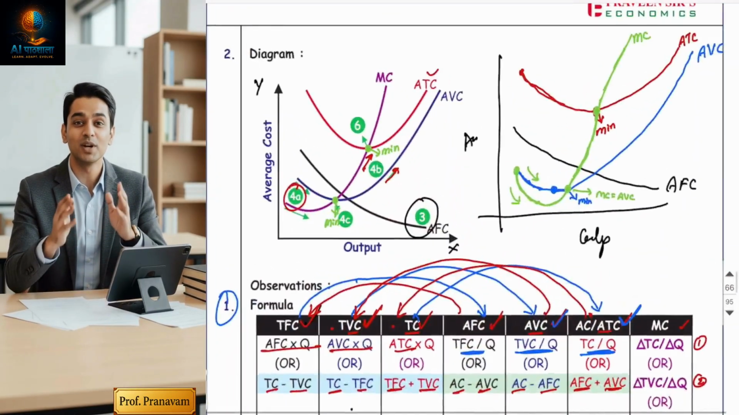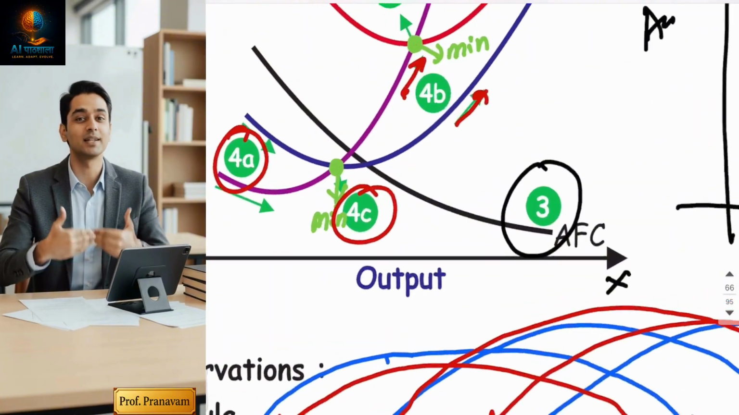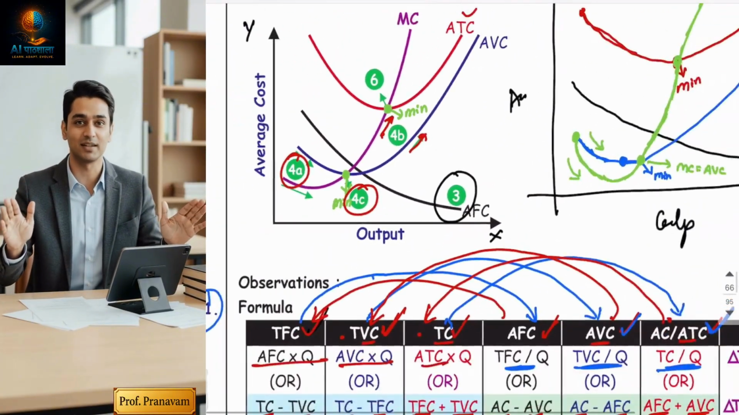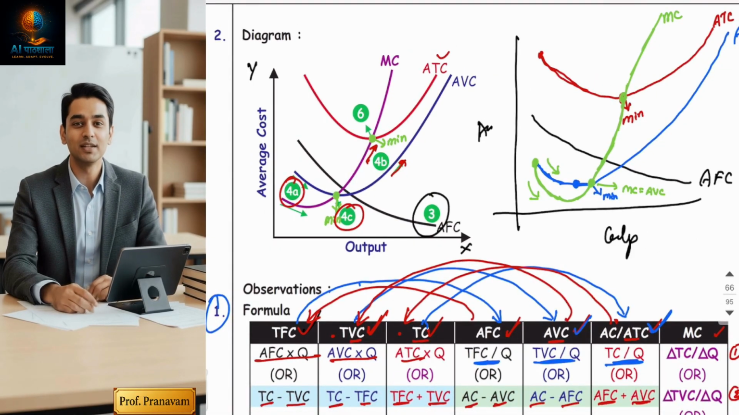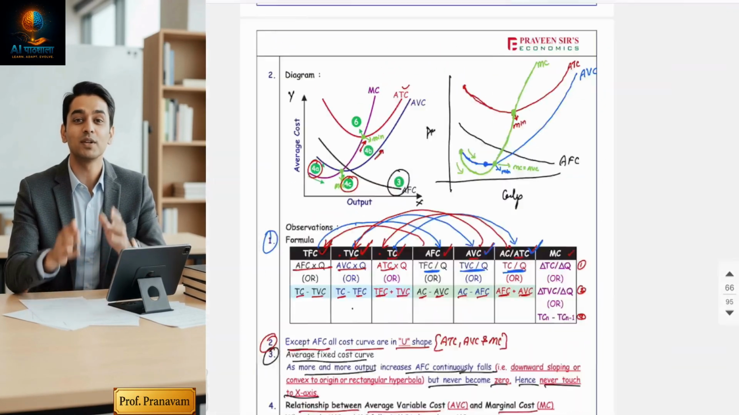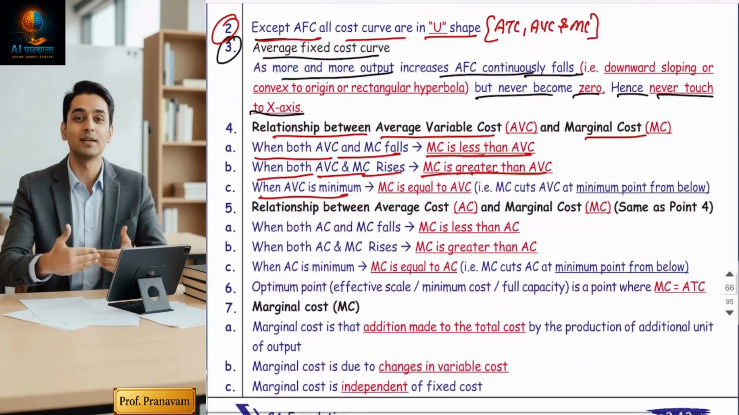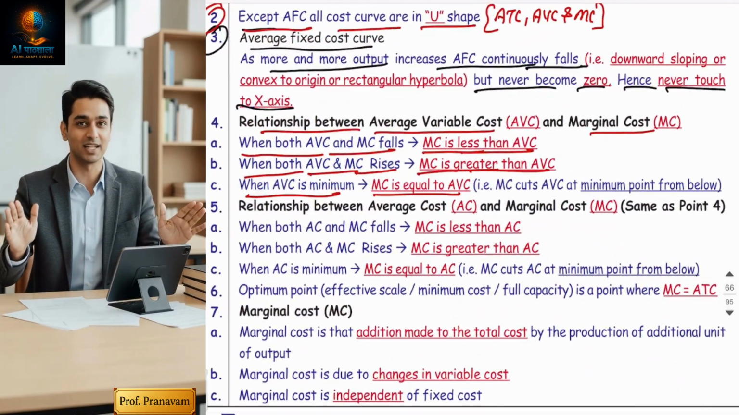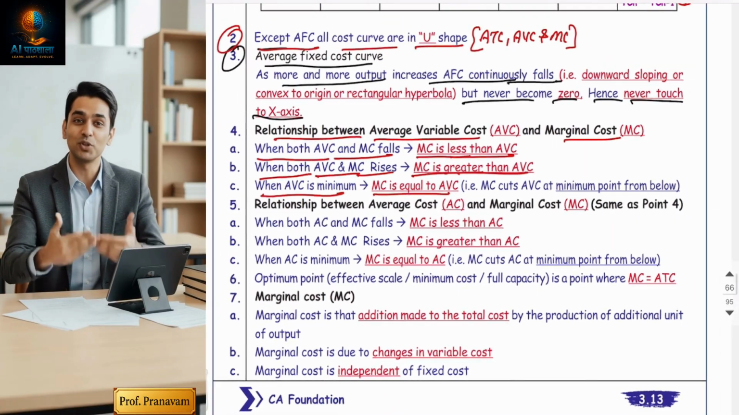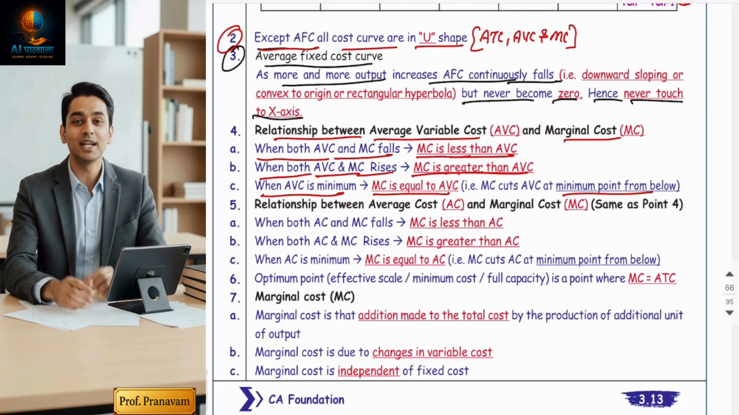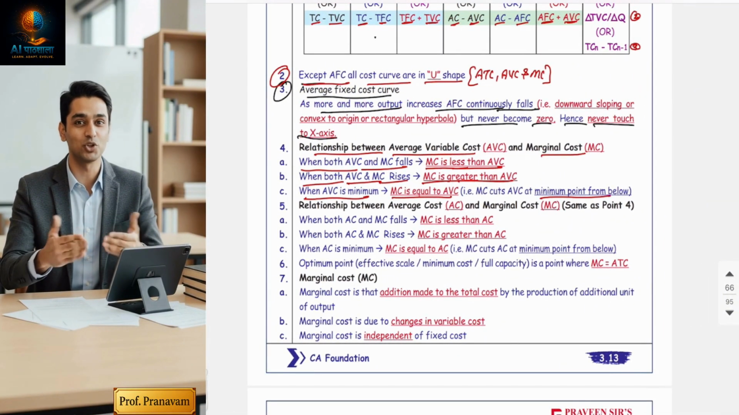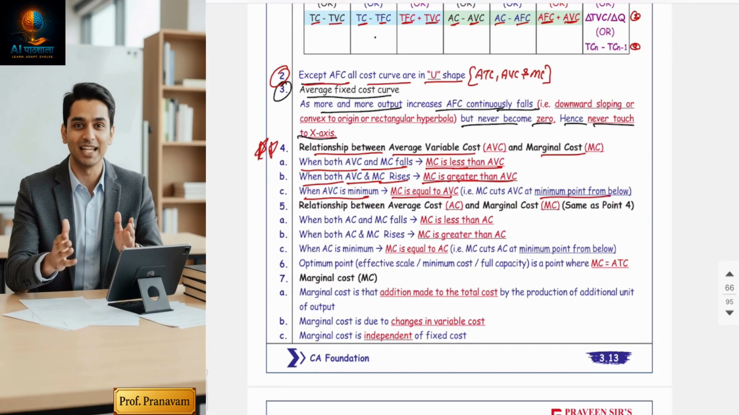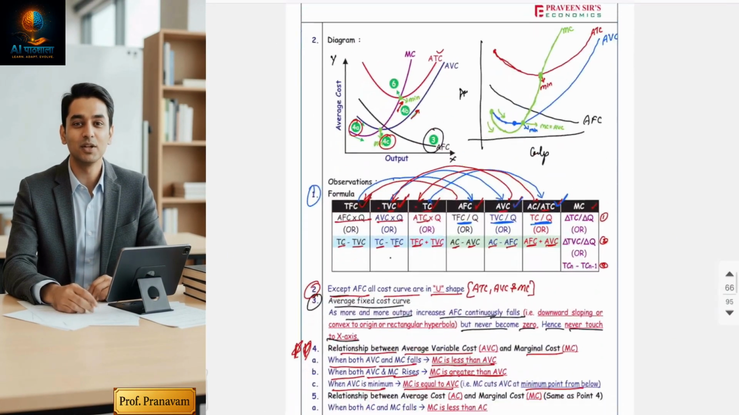Third, 4C point. When AVC is minimum, MC becomes equal. That means MC cuts AVC at the minimum point, from above or below? From below, right from the diagram. So when AVC is minimum, MC is equal to AVC. That is, MC cuts AVC at the minimum point from below. Boom. Hope you understood. These three relationships are the most important topic of my theory. I'm making it a star mark. Okay? Now, from the diagram, it has been derived.